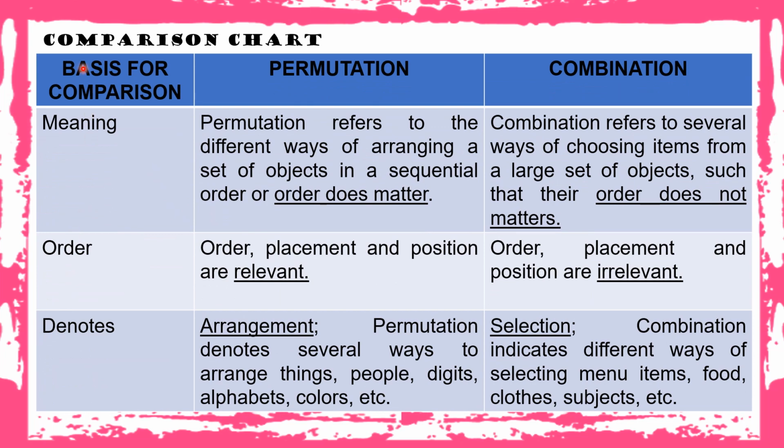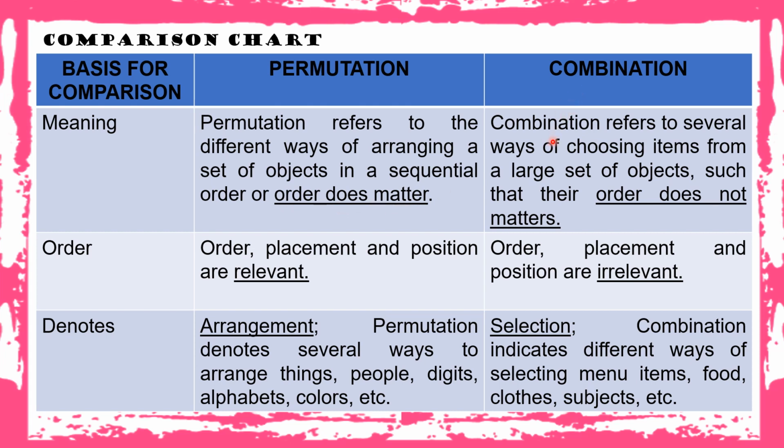So here is our comparison chart. First is the basis for comparison. The second column is for permutation, and the third column is for the combination. So let us first define permutation from combination. Permutation refers to the different ways of arranging a set of objects in a sequential order, or order does matter.